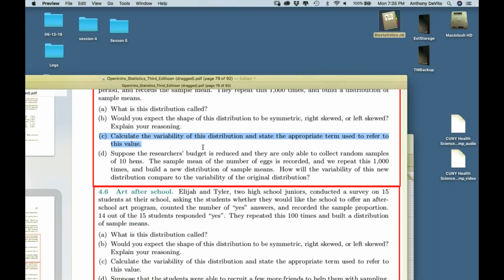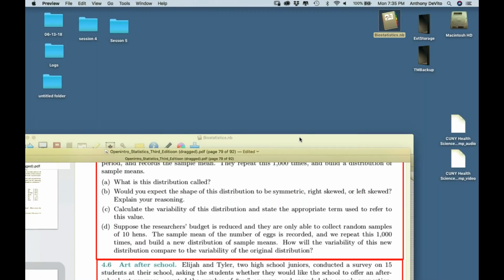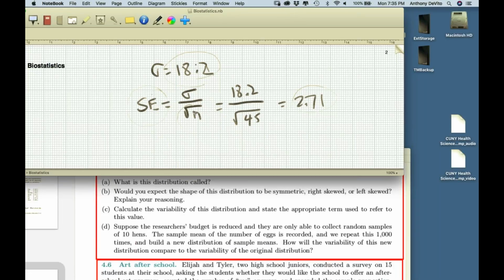Okay, next. Suppose the researcher budget is reduced and they're only able to collect random samples of 10 hens. The sample mean of the number of hens is recorded, repeated 1,000 times, and we find a new distribution of sample means. How will the variability of the new distribution compare to the variability of the original distribution? Well, since the square root of n determines what we divide into sigma, if this is a smaller number, then we're going to divide that 18.2 by a smaller number. So it's going to wind up being a larger standard error, more variability in our sample means. They're going to be spread out more.